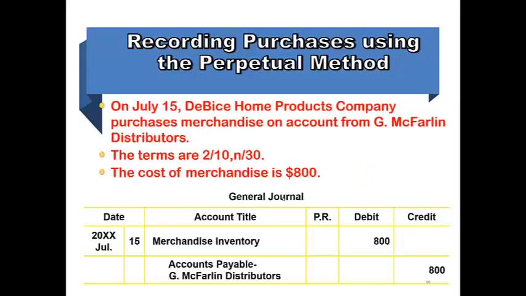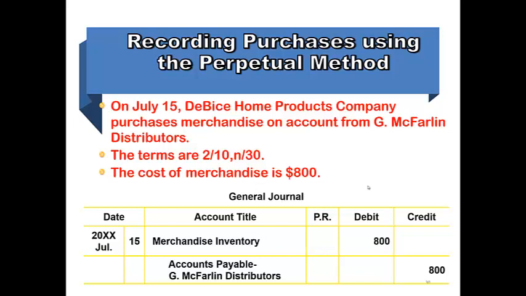Now we're going to look at recording purchases using the perpetual method. So we're stepping away from the periodic method for a minute, and we're going to look at journalizing inventory purchases and some inventory sales using the perpetual method. And remember, the perpetual method is where the inventory account is active, and we're constantly updating it every time we purchase or sell inventory. So on July 15th, DeBice purchases merchandise on account from McFarland for $800.